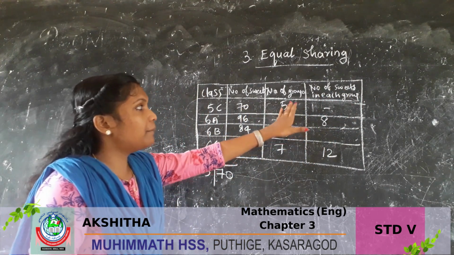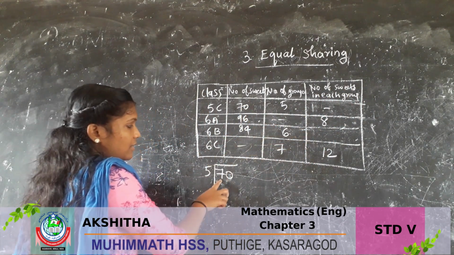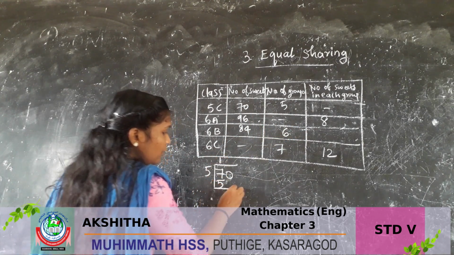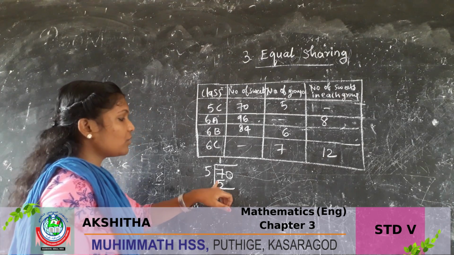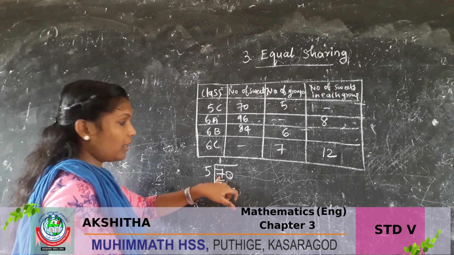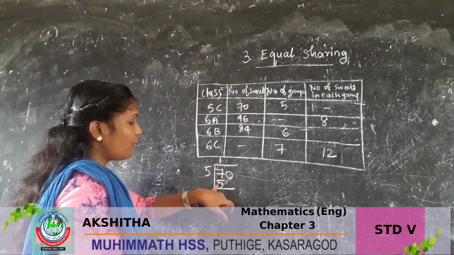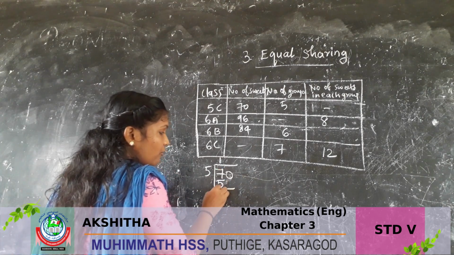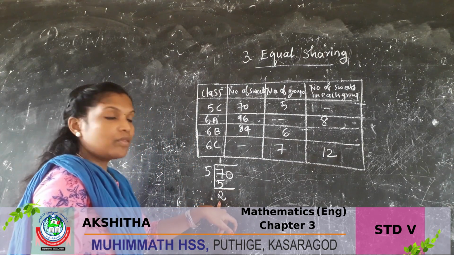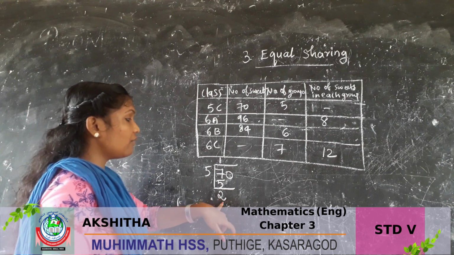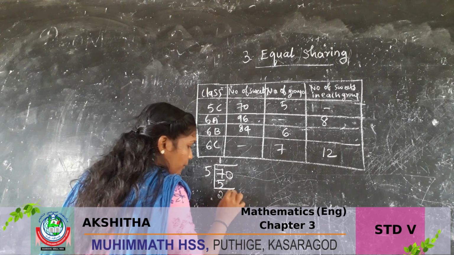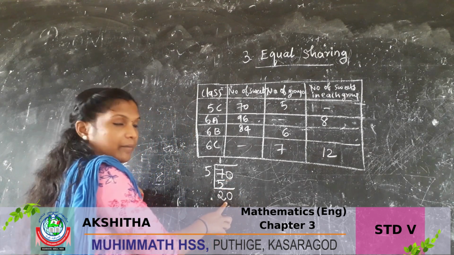70 divided by 5. Here 7. 5 ones are 5, right? We should write a smaller number than 7. Don't write a big number. So 5 ones are 5. Next, 7 minus 5 is 2. 2 is a small number, so we cannot divide it by 5. So we bring down the next digit also, 0.